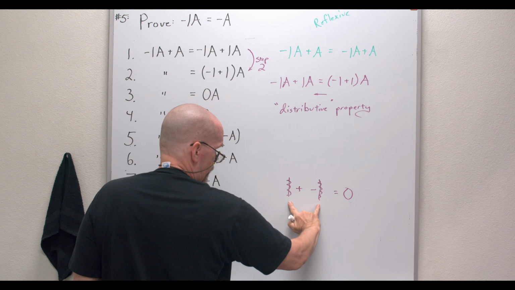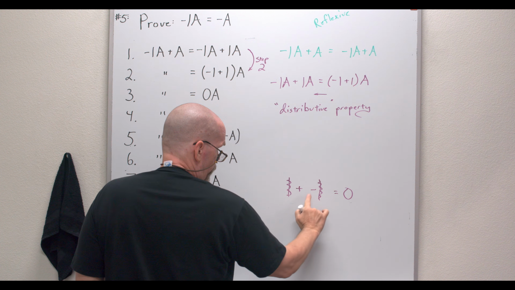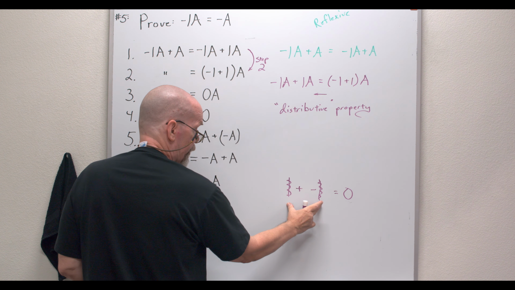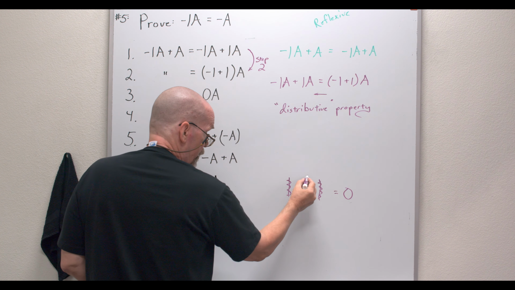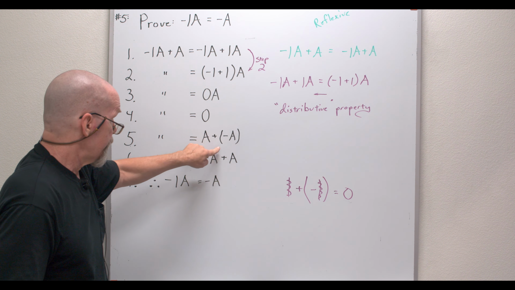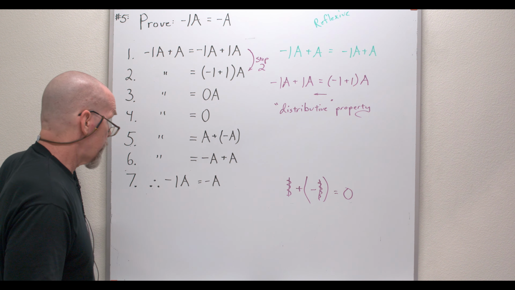So even if I don't know what these things are, if they're identical and one of them has the negative sign, they are additive inverses, which means that when we add them together, we're going to get a 0, and they will always put parentheses around those, like right here. These parentheses serve no purpose, they just make it look a little prettier.